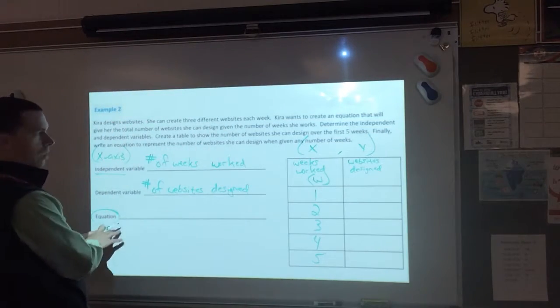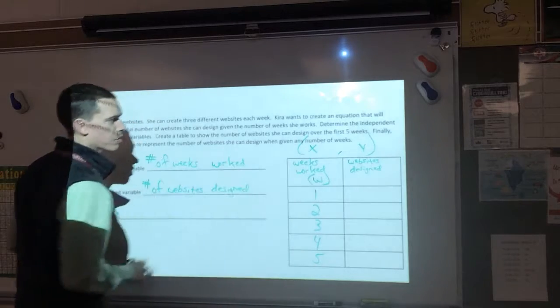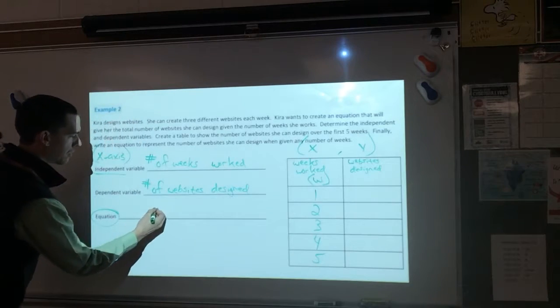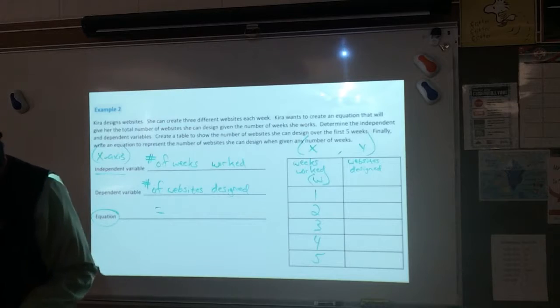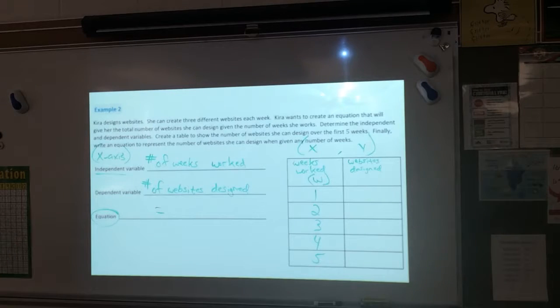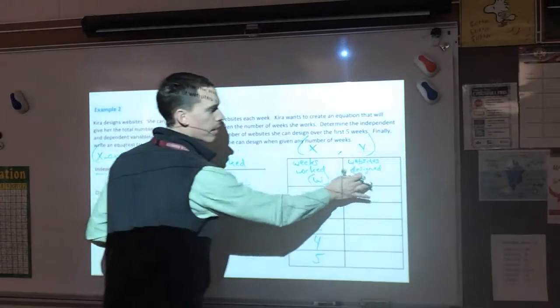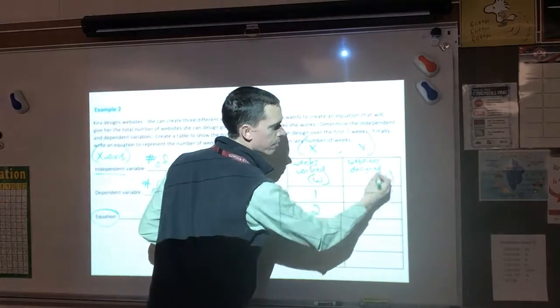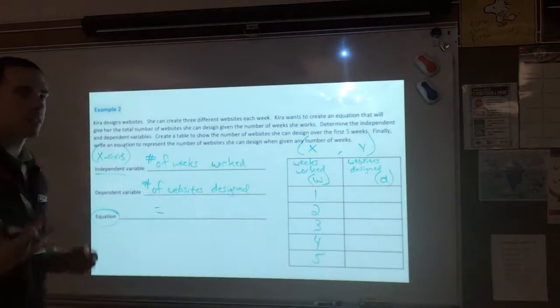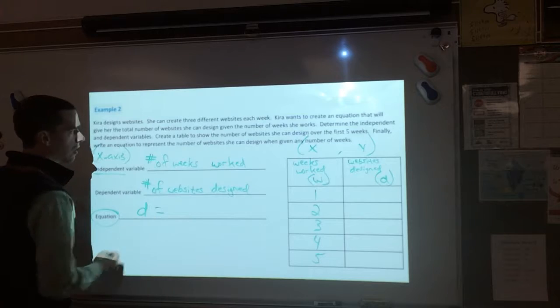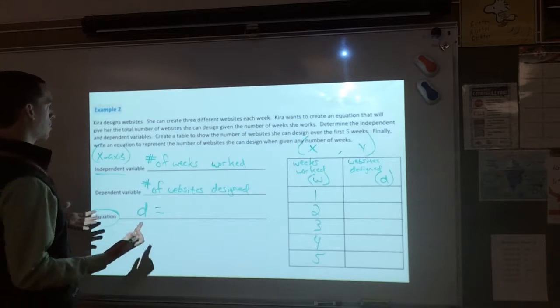Okay, let's go. We've got to come up with an equation. What can happen every single week? One-step equation. So equal sign. With an equal sign, the amount of websites, well, we got to give that a letter. We gave it D. I just didn't write it yet. Websites designed. So the amount of websites equals, well, how much does she make per week?